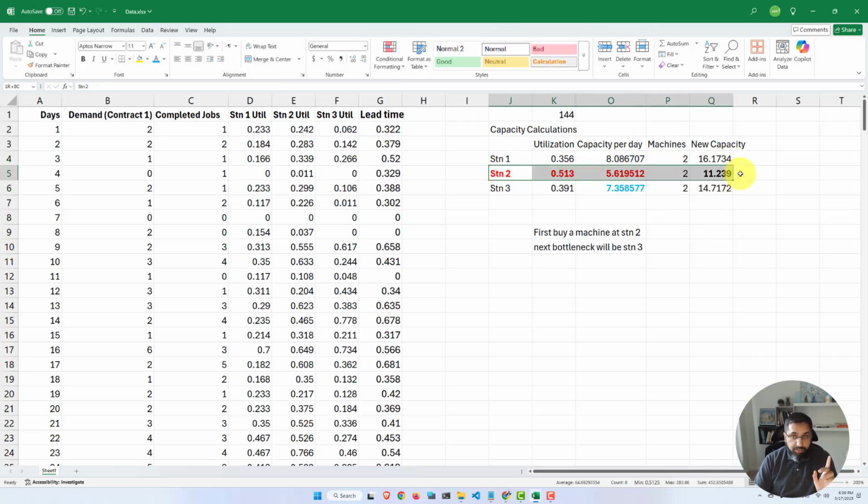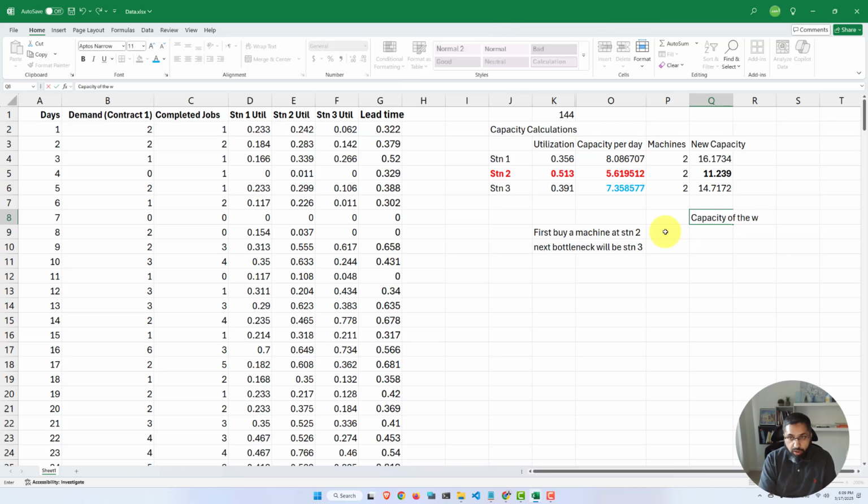Now, after you buy the first machine, your capacities are 8, 7, and 11. At this stage, what is your bottleneck? Station 3. So your system is going to work at the capacity of the bottleneck. So the capacity of the whole system will be 7.35. So after you buy the first machine in station 2, the capacity of the whole system equals capacity of the bottleneck. Once you buy your first machine at station 2, now the bottleneck is station 3, so the capacity of the whole system is just 7.35.